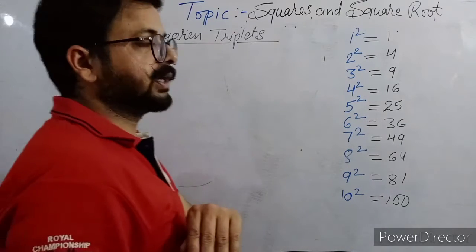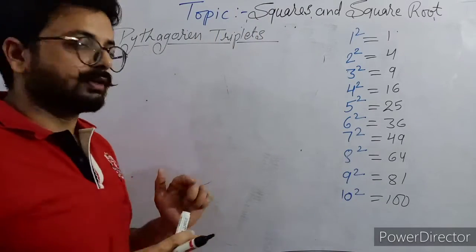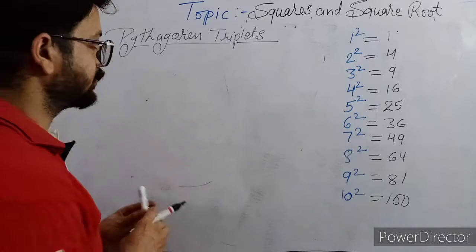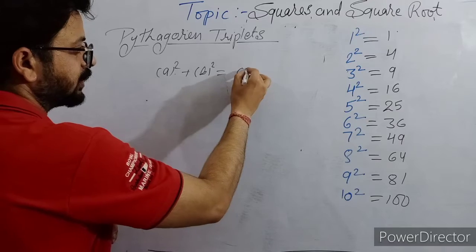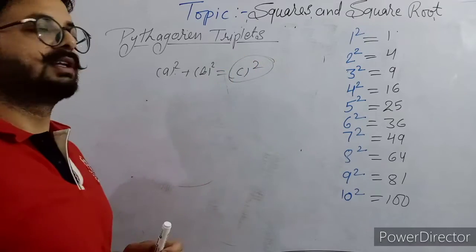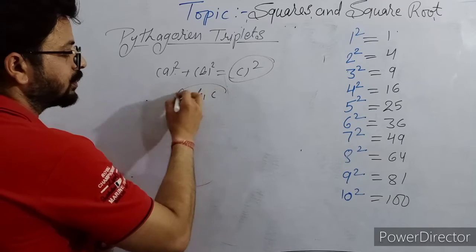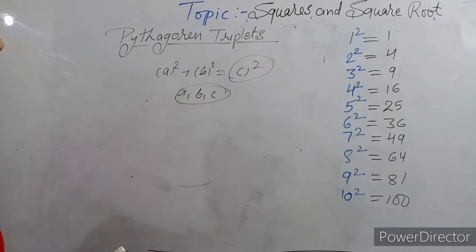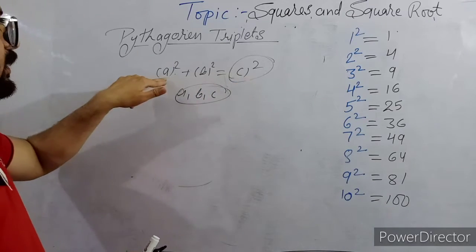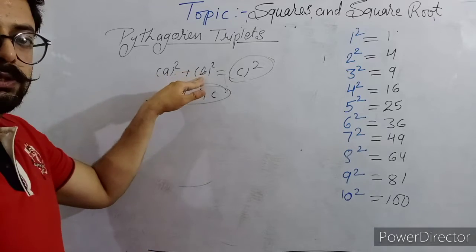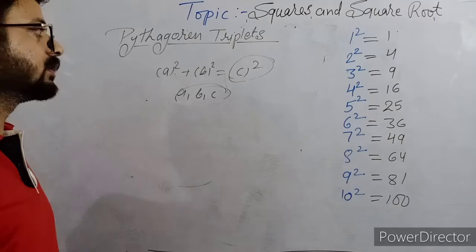Now we will discuss Pythagorean triplets. If the sum of the squares of two numbers is equal to the square of a single number, then these three numbers we call Pythagorean triplets. Means the square of a number is equal to the sum of the squares of the other two numbers, then all three numbers together we call Pythagorean triplets.